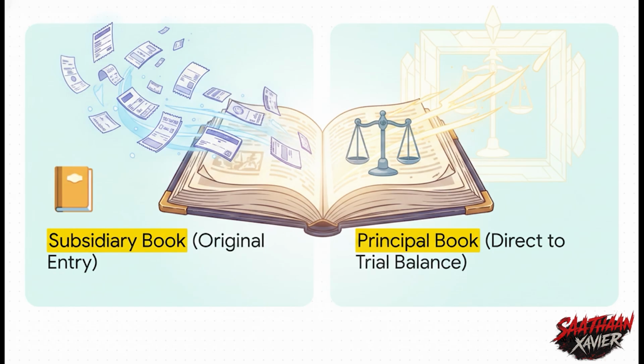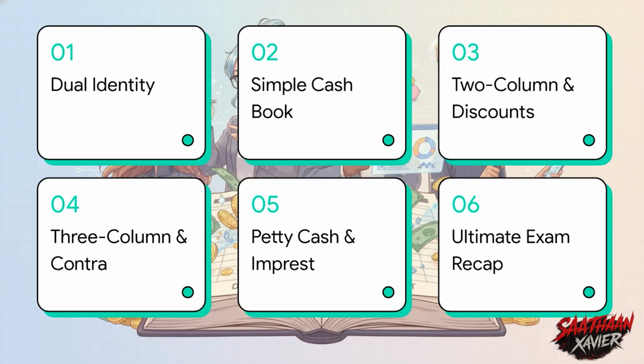Talk about efficiency, right? Here is our game plan for today. We're covering the cash book's dual identity, the simple cash book, 2-column and discounts, 3-column and contra entries, petty cash, and the imprest system, and we'll wrap it all up with an ultimate exam recap.